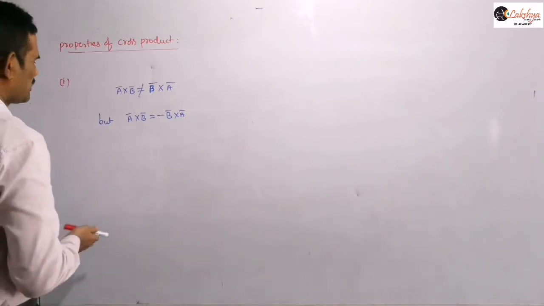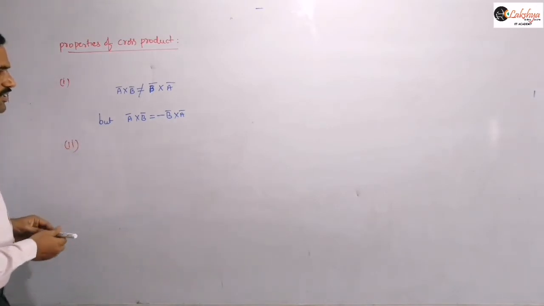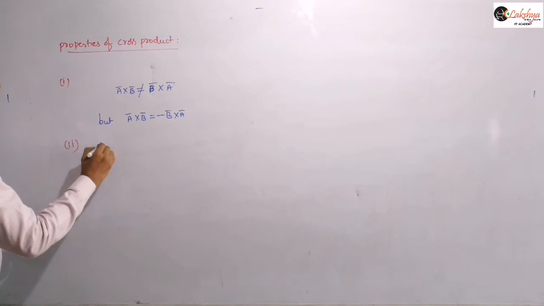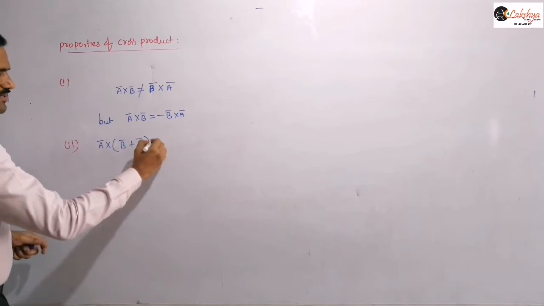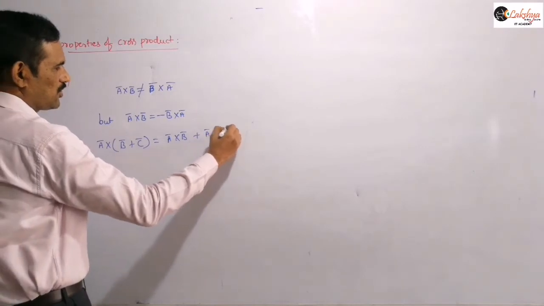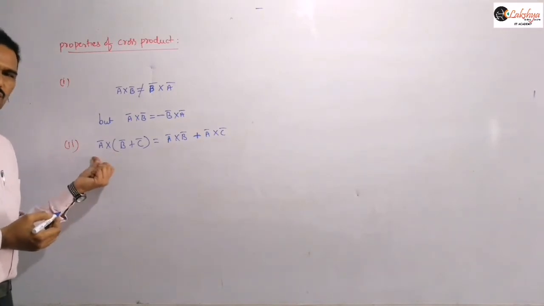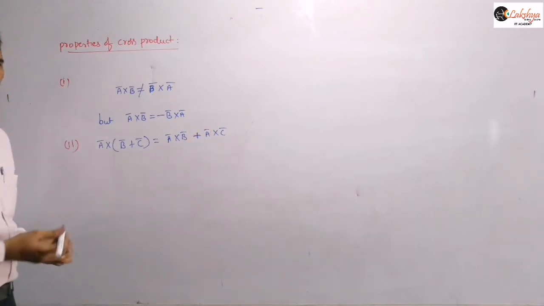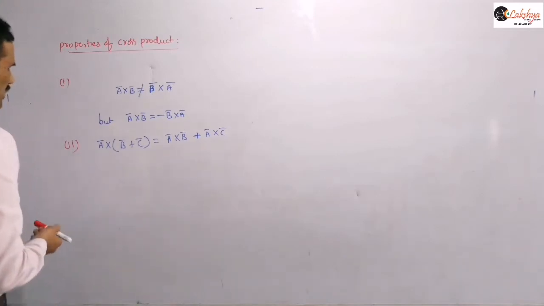And next, similarly, to discuss the distributive property over addition. Suppose I am taking that as a second property here. So the distributive over addition, we can write this as A bar cross of B bar plus C bar is equal to A bar cross B bar plus A bar cross C bar. That means first you may add these two vectors and find the cross product with A bar, or you can find the cross product with A bar individually, then add them. The result will be the same, right? And so that is the distributive property over addition. And next we can write this.